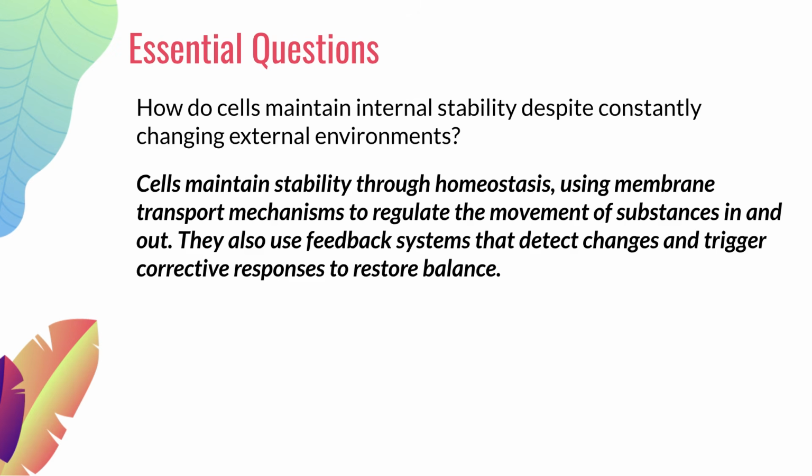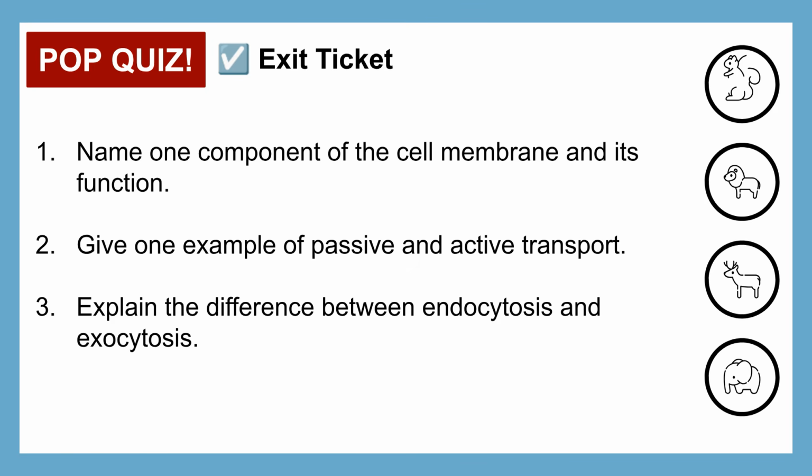To answer the essential question, remember that cells maintain internal stability, or homeostasis, by carefully controlling their internal conditions, even when the external environment changes. This is achieved through membrane transport mechanisms, which regulate the movement of water, nutrients, ions, and wastes into and out of the cell. To conclude, reflect on membrane structure, examples of passive and active transport, and the difference between endocytosis and exocytosis. Thank you for listening.